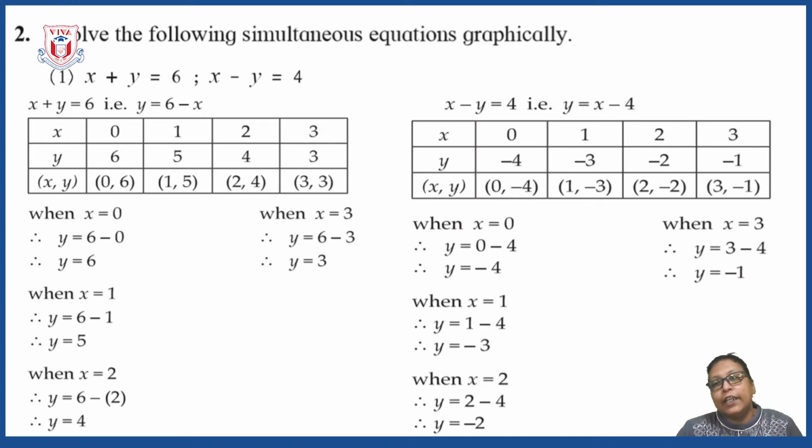Once again, take the values of x and find the values of y. As I have said, you can take any values of your choice. So here also the value of x is taken as 0. So y is minus 4. So the first pair is 0 comma minus 4. When we take x as 1, the value of y is minus 3. When we take x as 2, the value of y is minus 2. And when we take x is equal to 3, the value of y is minus 1.